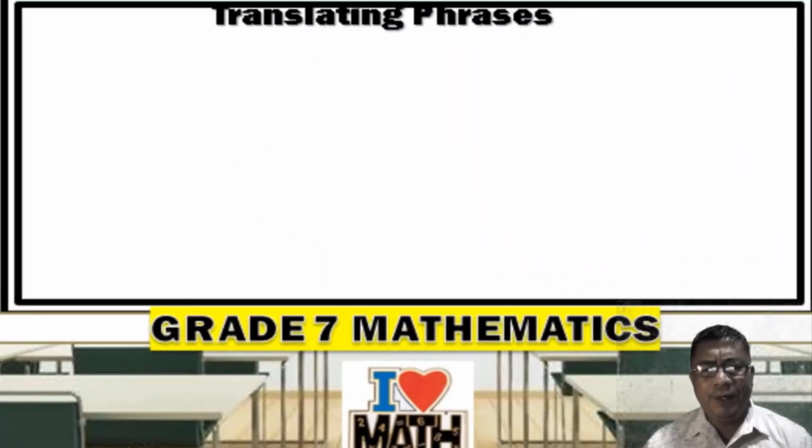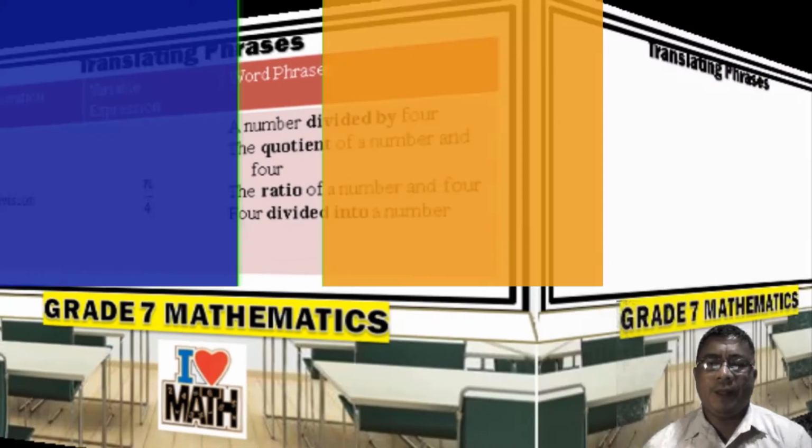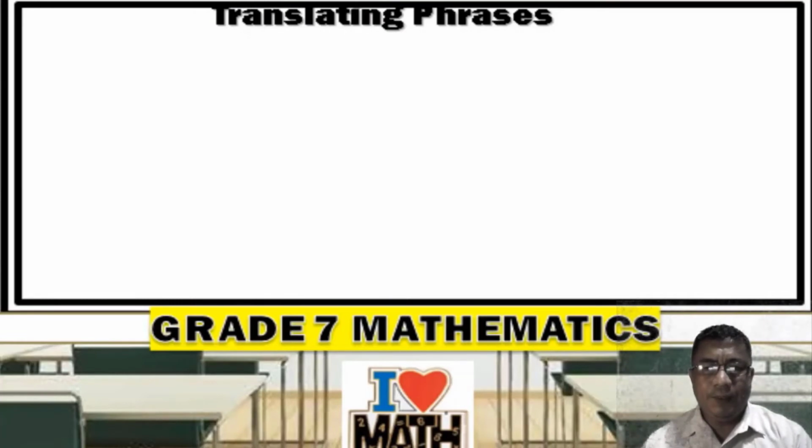Now, moving on, consider division operation. We have the expression n over 4. Translated into word phrases: a number divided by 4, the quotient of a number and 4, the ratio of a number and 4, 4 divided into a number. So take note of that. Let's continue.